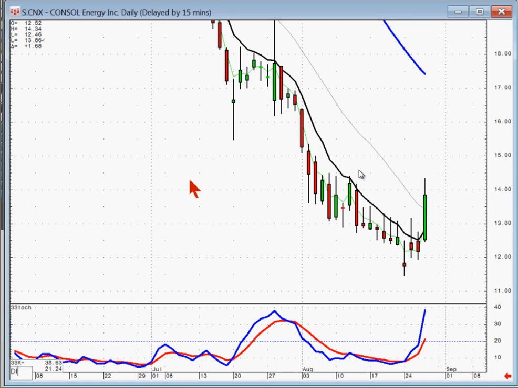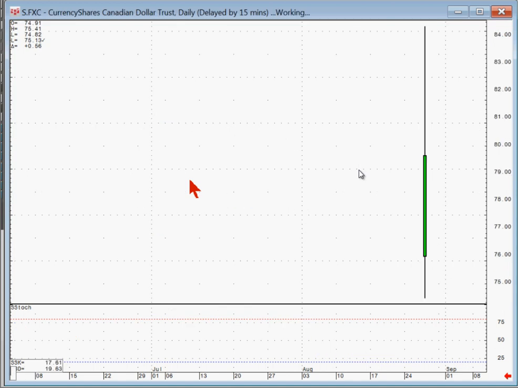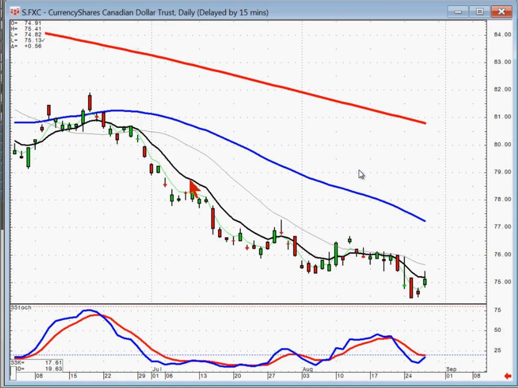Let's see, Disney. Disney, you can buy this one again. Not a real dynamic mover, but it looks like they're bringing it back up again. FXC, you can stay short, but logic says if this closes back up above the T line, you want to close out your short position.